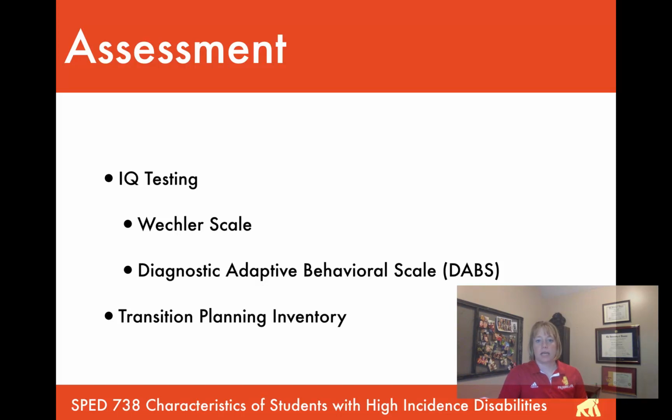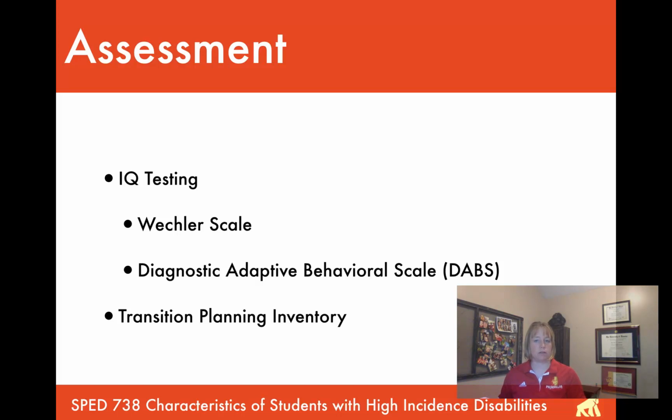The Wechsler scale is the most commonly used scale to obtain an IQ score on a student. And then we have the Diagnostic Adaptive Behavioral Scale, which is the DABS scale. And this evaluates those adaptive skills that we looked at in the last video and looks for gaps that the student may have.